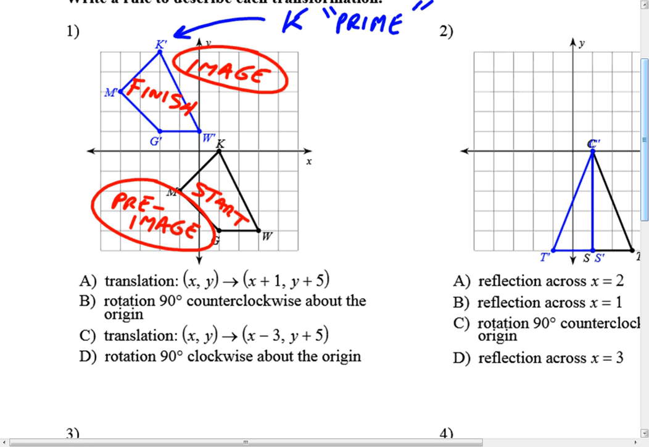Raise your hand, tell me what your answer is to that start and finish, that pre-image and image. Kirsten? See? Let's take a look.